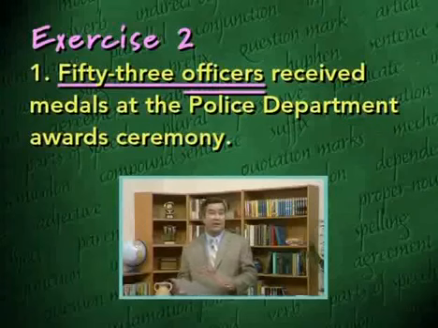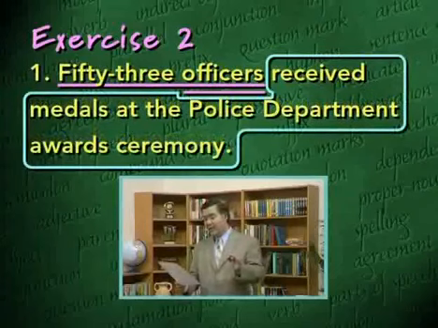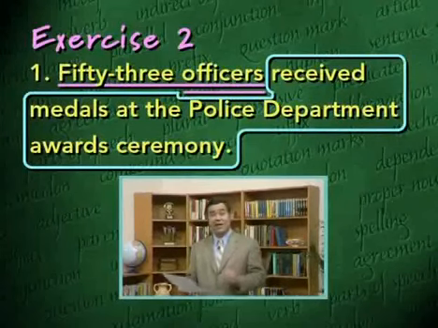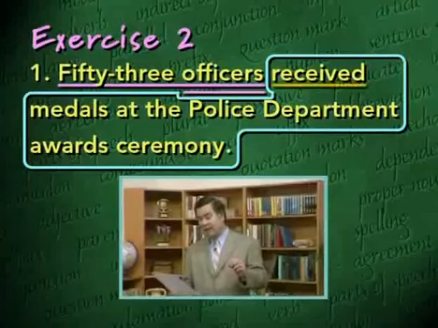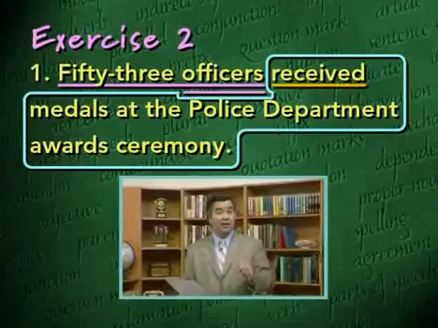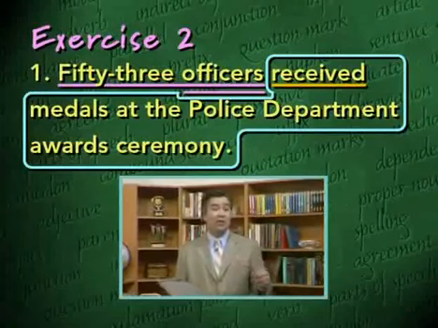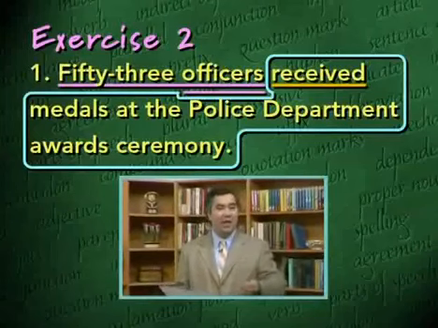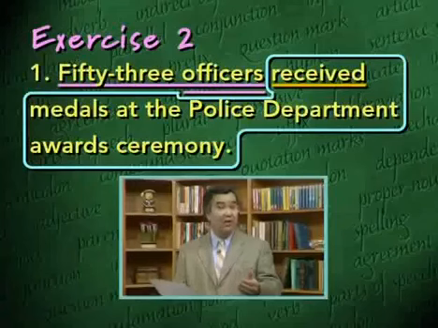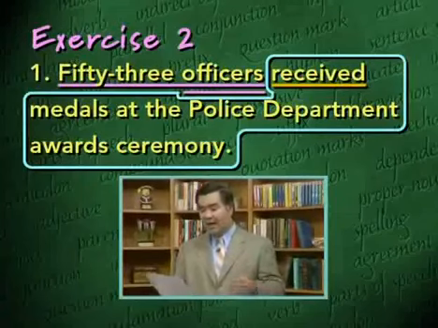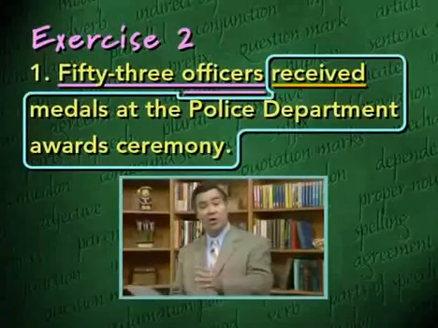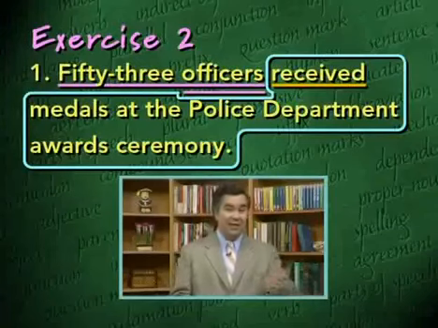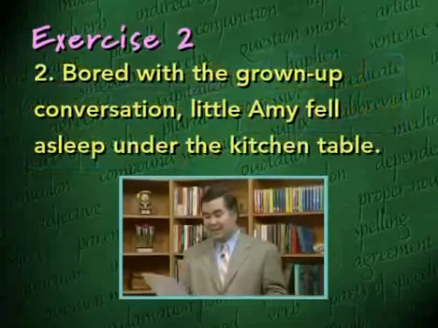That means the rest of the sentence would be the predicate. Were you able to identify the single most important word, namely the verb? That's the word that expresses the action that the officers did. The answer to that is received. Received is the verb in this sentence. It tells us what the officers did. They received something. All the rest of the predicate gives us more information about what the officers did. What did they receive? Medals. Where did they receive them? At the police department awards ceremony. So all those other words in the predicate are there to give us more information about the action they did, namely the receiving. Let's take a look at the second sentence.